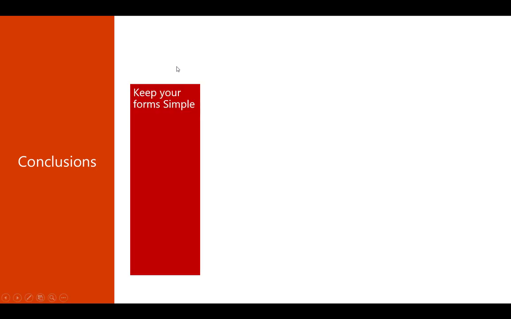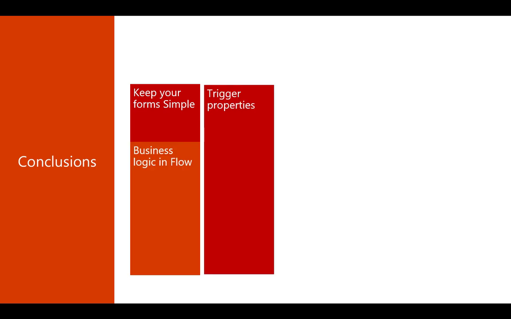Let's quickly move to the conclusion. You will often use Flow and Power Apps together, and my advice here is to keep your Power Apps forms simple and put the business logic in Flow. Also, I've noticed that people use trigger properties across the flow. The problem with that is if for any reason you need to change a property, you won't be able to do so. So my advice is to store the trigger property in a variable or in a compose, and then changing the trigger will be easier.